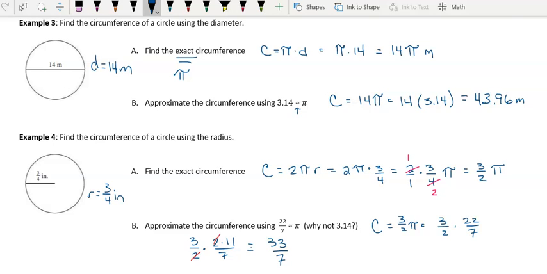So 33/7. And we forgot something on this one, on both of them. What did we forget? Hopefully you see that we forgot inches. So the length, the circumference around the circle is in inches. And so you need to put inches on both of them.